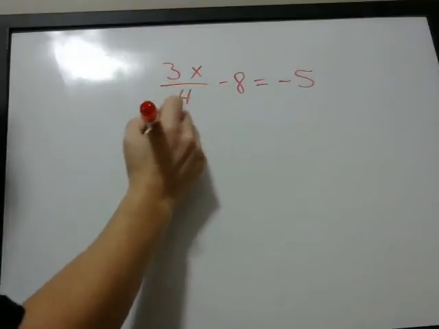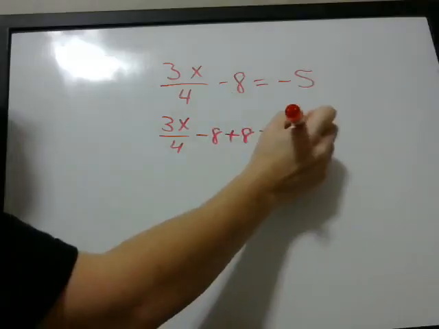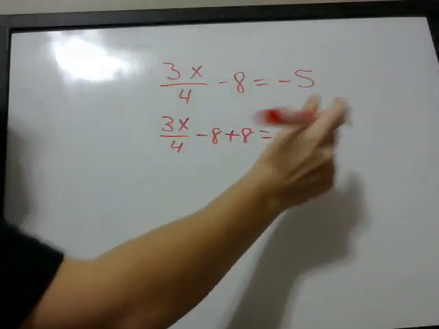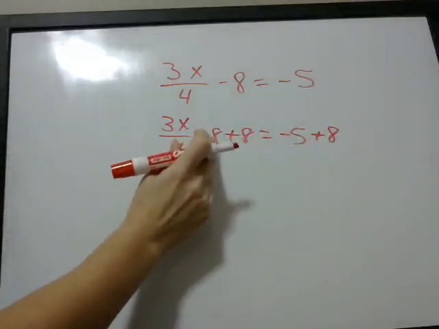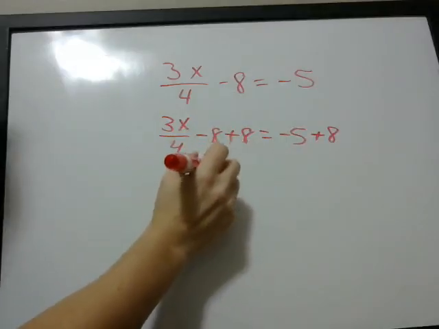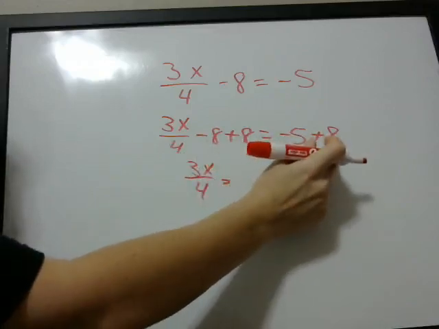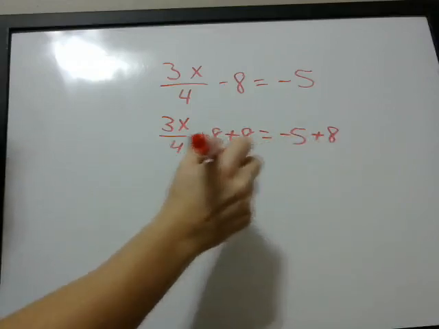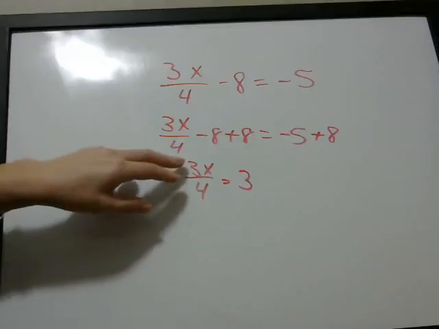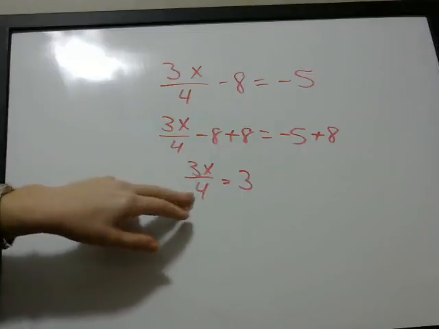So we have 3x divided by 4 minus 8 plus 8 equals negative 5 plus 8, because we have to do it on both sides. Minus 8 plus 8 is just 0. So we have 3x divided by 4 equals minus 5 plus 8 is 3. So now we have a 3 and a 4 touching the x, so it really doesn't matter which one you do first. To me, it makes more sense to get rid of the 4 first.